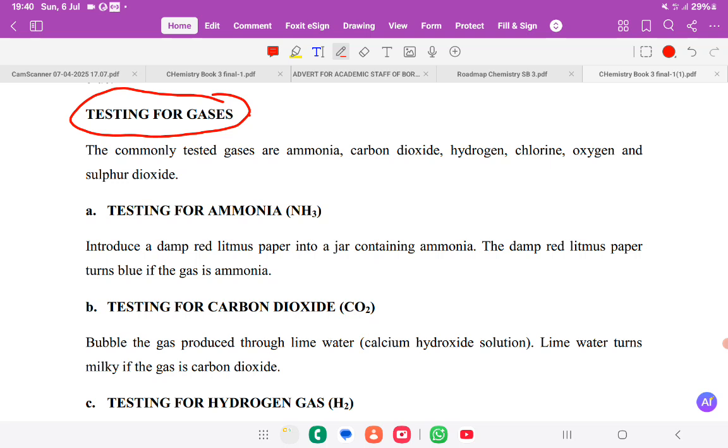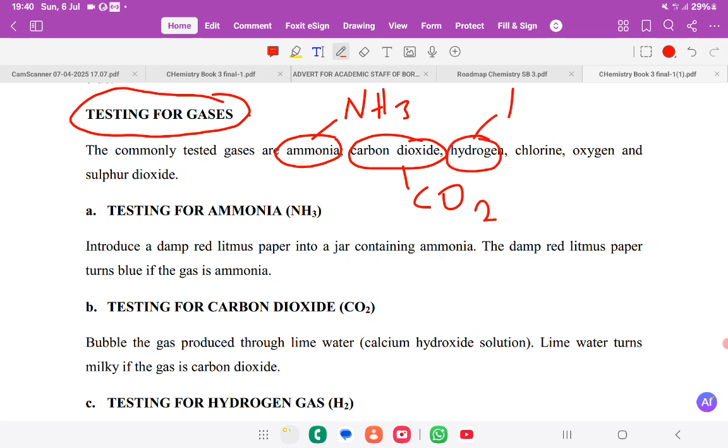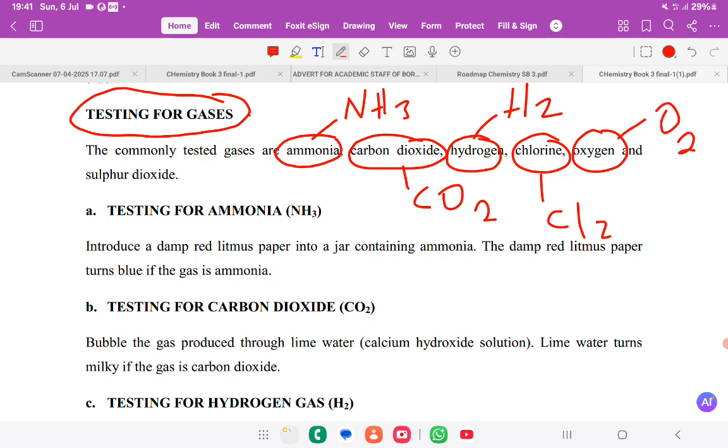Your syllabus demands that you should be able to carry out simple tests to identify gases such as ammonia, which is NH3, carbon dioxide, CO2, hydrogen gas, H2, chlorine, Cl2, oxygen, which is O2, and sulfur dioxide. Sulfur dioxide is SO2.